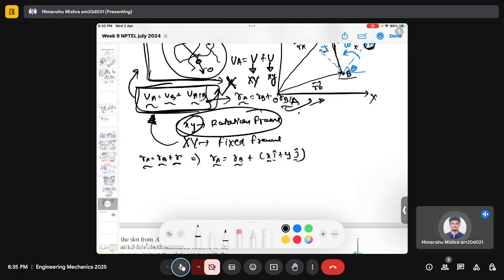So when you take the time derivative of this equation, you will have R dot A equals R dot B plus x i cap dot plus y j cap dot plus x dot i cap plus y dot j cap.